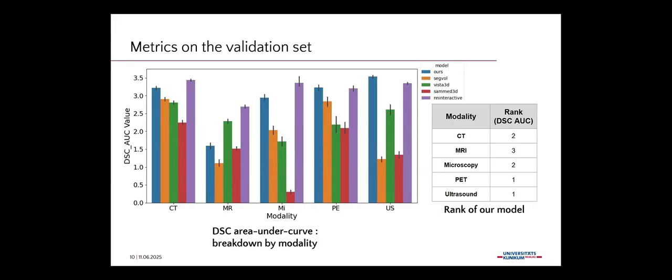But then if you break it down by modality, you see that the problem is really the MRI. On the PET and the ultrasound, we are best. So we are also better than the nnInteractive baseline that was released later. For microscopy and CT, we are in second place among these baselines, so worse than nnInteractive, I think, but better than the others. But for the MRI, we are quite worse and by quite a big margin.